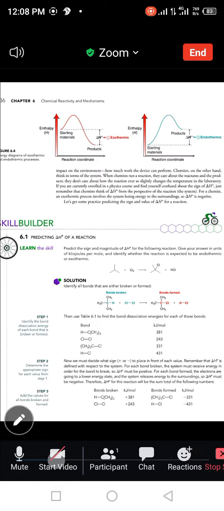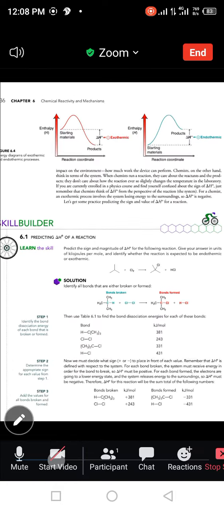So graphically, these two processes are represented here. The first graph represents the exothermic process, and the second graph represents the endothermic process. In these graphical representations, enthalpy is on the y-axis and the reaction coordinate is on the x-axis. The graph represents the reactants and products. Reactants are changed into products.